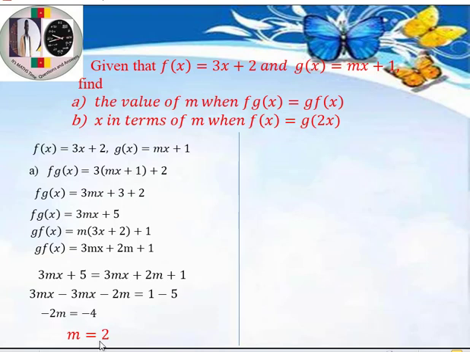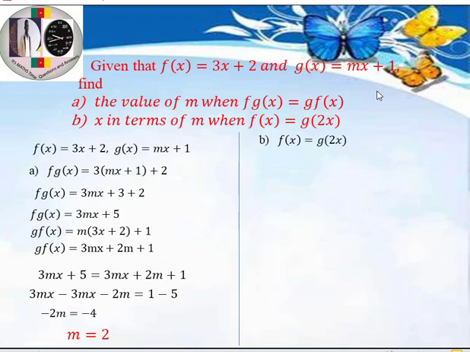The next equation, which is b, is that we should look for the value of x in terms of m when f of x is equals to g of 2x. So the first thing to do here, we are going to look for g of 2x, and g of 2x simply means we should go inside g of x, anywhere we see x we should put 2x.